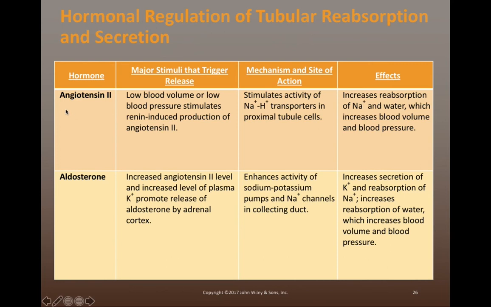So similarly to the hormonal control of glomerular filtration, angiotensin II is going to be released due to exactly the same stimuli. If there's low blood volume or low blood pressure, that's going to lead to the juxtaglomerular cells releasing more renin, eventually producing more angiotensin II. Angiotensin II is then going to go and stimulate sodium-hydrogen transporters in the proximal tubule. And by activating sodium reabsorption, that's going to increase the reabsorption of sodium itself, and also that's going to pull more water into the bloodstream by reabsorption as well.